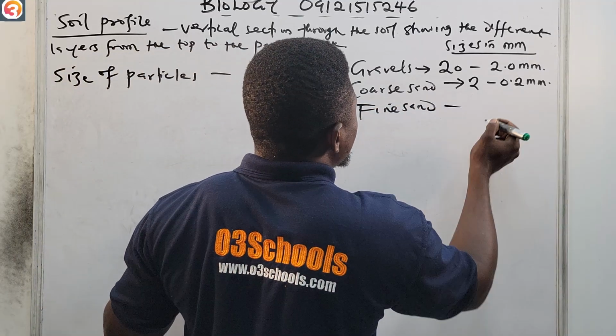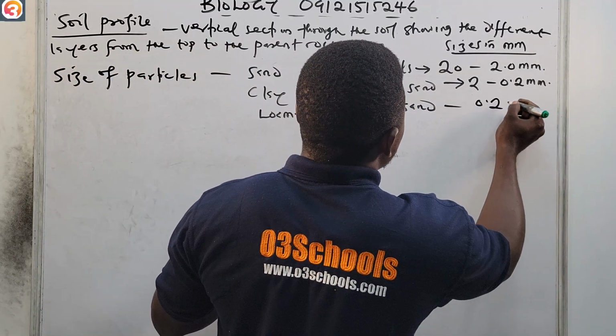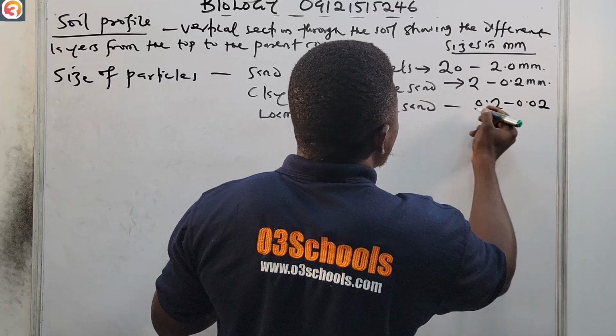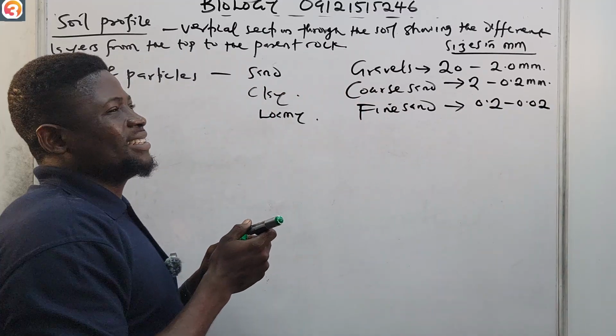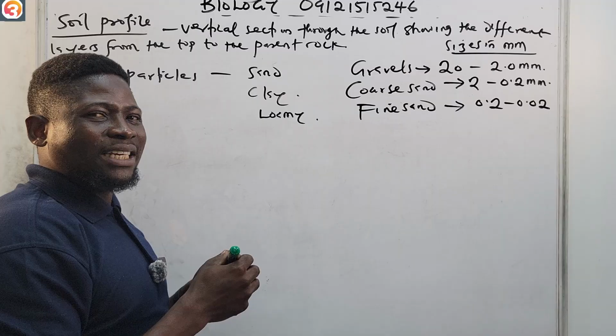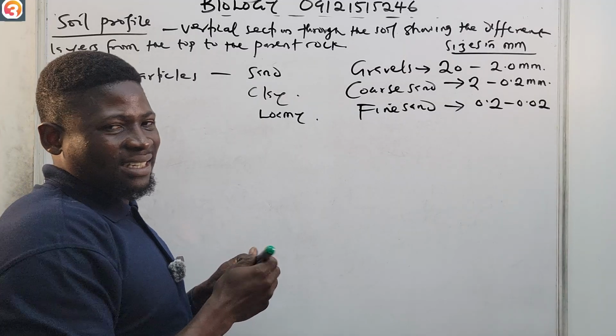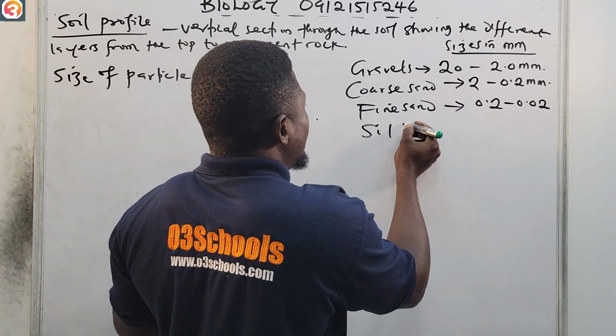Fine sand. This one ranges from 0.2 to 0.02. Those are the fine sand. Okay, after the fine sand, we now have the silt.